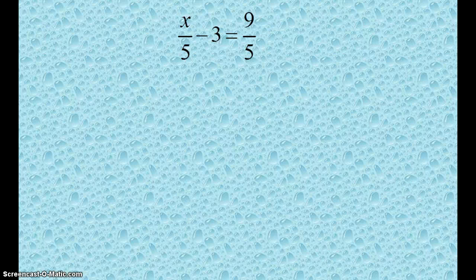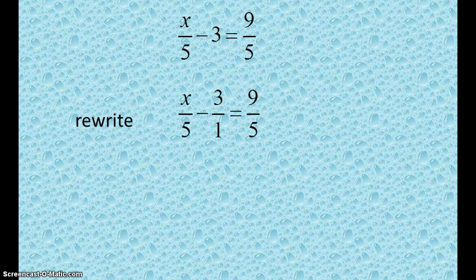This is a fake out question. We look at this and we go, oh yeah, the bottoms are balanced. We can cross them out. But you have to make sure that every term has a bottom. And 3, well, wait a minute. 3 is just 3. So let's rewrite this as a fraction. You can write any whole number as a fraction if you put it over 1. 3 divided by 1 is just 3. So here's the thing. Everything has to have a bottom. It has to have a denominator. So 3 has to have a denominator too, and the denominator is 1.